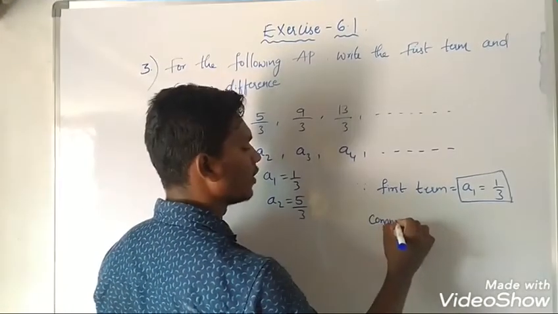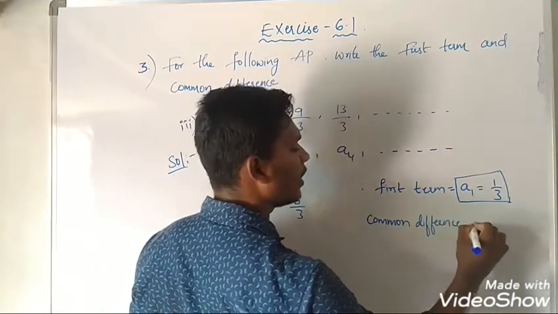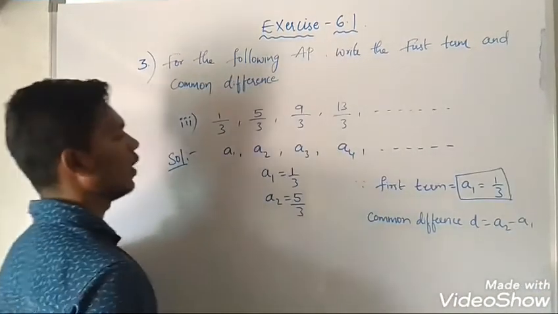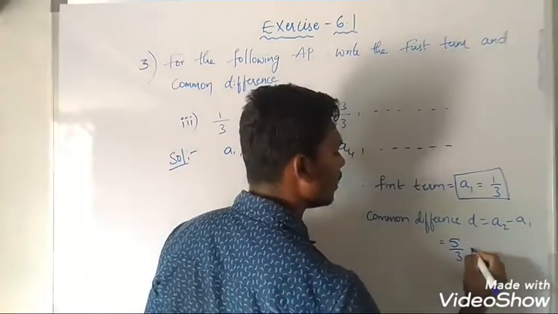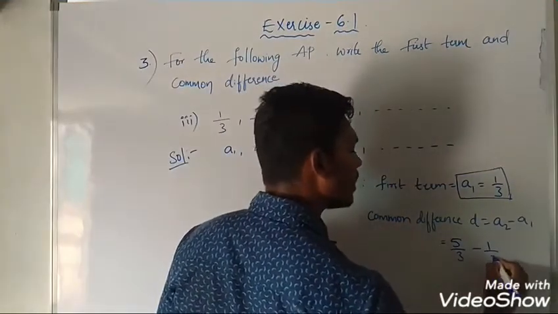So what is the formula for the common difference? The common difference D is equal to A2 minus A1. So what is the value of A2? The value of A2 is 5 by 3, minus the value of A1, which is 1 by 3.